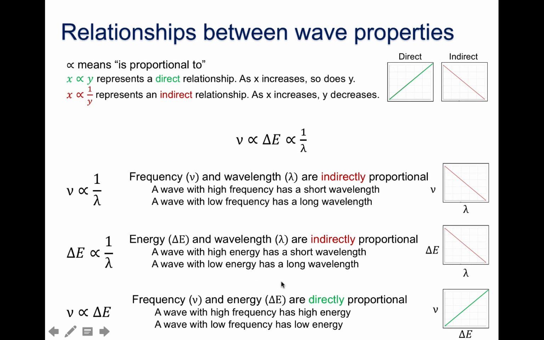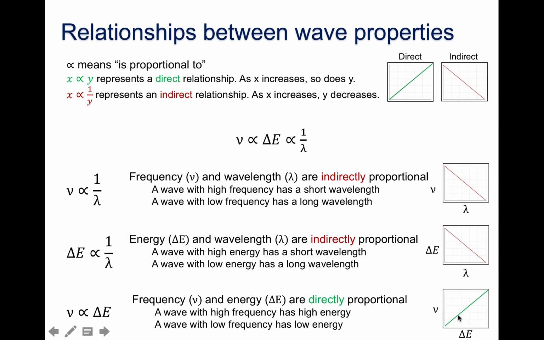A wave that has a short wavelength has a high energy, and a wave with low energy has a long wavelength. Frequency and energy are directly related to one another, and a wave that has a high frequency has a very high energy. A wave with a low frequency has a low energy.